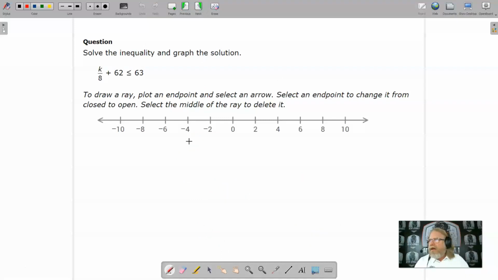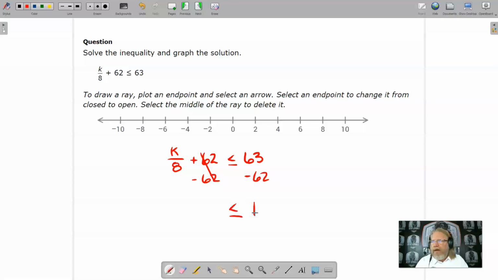All right, another one here. Oh, looky here, we got a fraction, right? So I was waiting for them to get just a little bit harder. k over 8 plus 62 is less than or equal to 63. So this is up in the higher level, maybe the 80s or 90s, before you're going to get to those fractions, usually. So let's go ahead and subtract 62 from each side. And those 62s are going to cancel each other. And 63 minus 62, well, that's pretty easy, right?